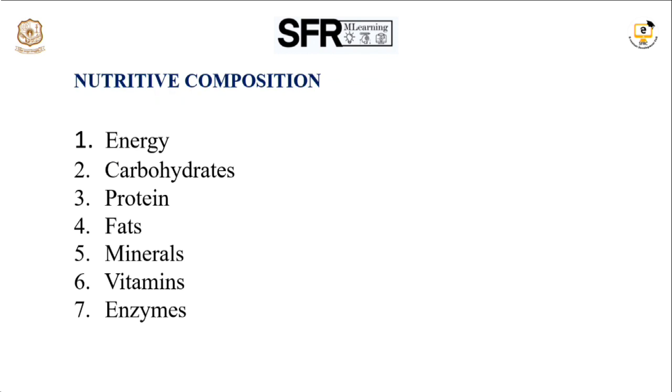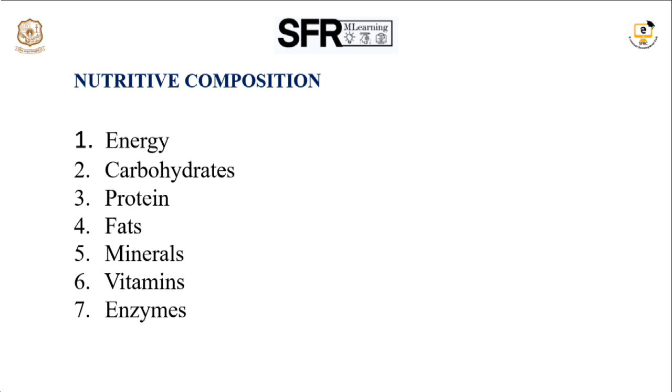Based on the cereals, the nutritive composition varies. First one is the energy. We generally know that cereals are the major source of energy. 70 to 80% of the required amount we get from the cereals. In 100 grams of cereals we get 340 kilocalories of energy, which meets somewhat three parts of the daily requirement given for normal men and women.